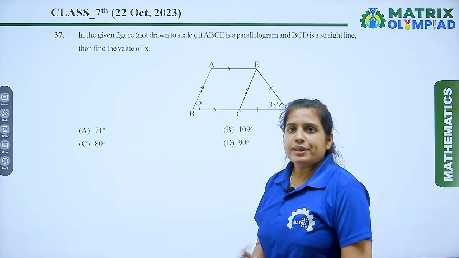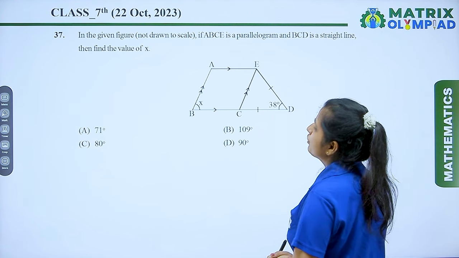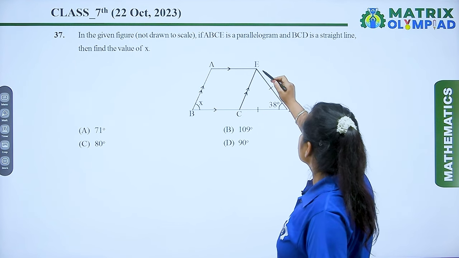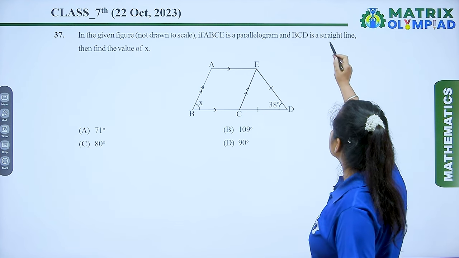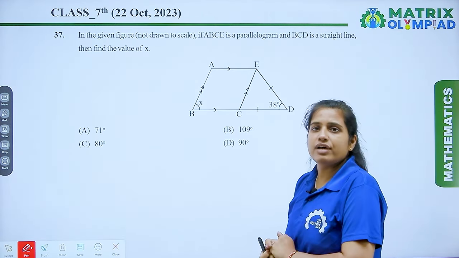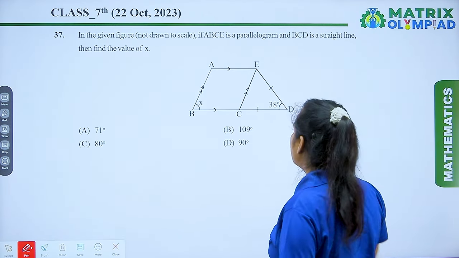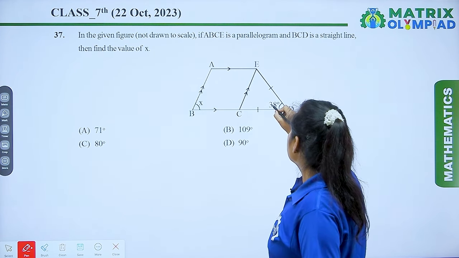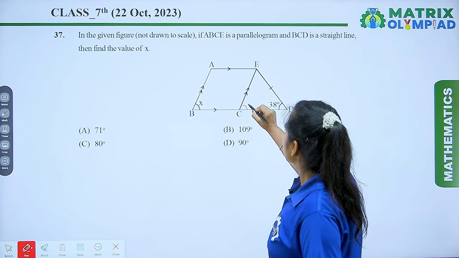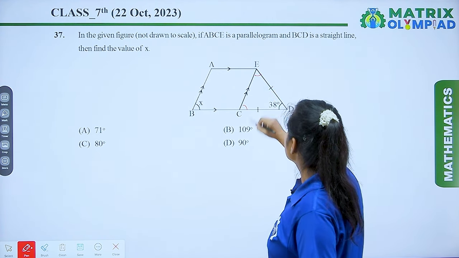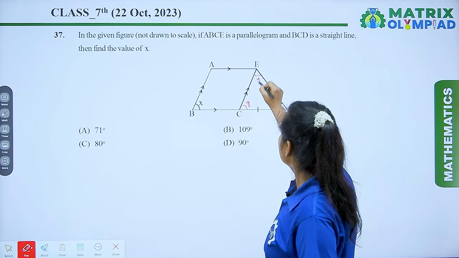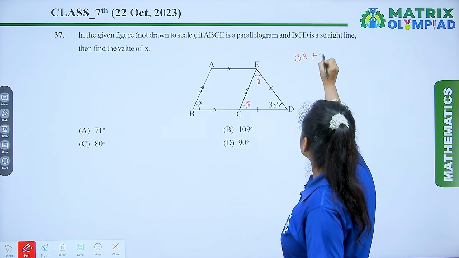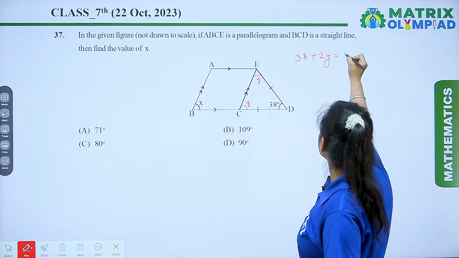Now, the next question is question number 37. In this question, a figure is given to us. ABCE is a parallelogram and BCD is a straight line. To find the value of x, we are going to take the help of this triangle, which is an isosceles triangle. In this, first we are going to find the value of these two angles, let's say y. Using the angle sum property, we find the value of these angles.